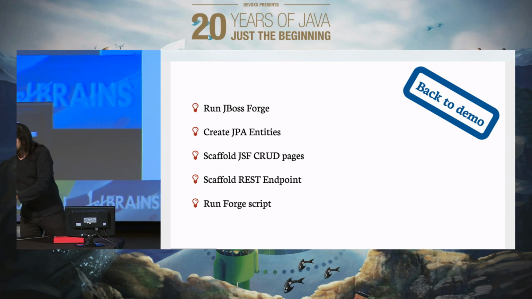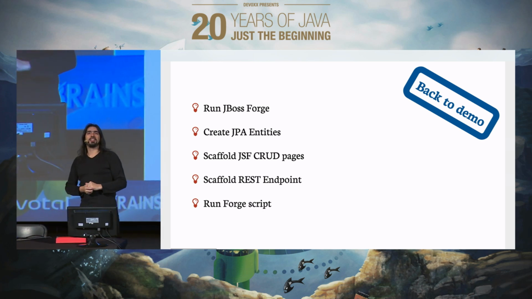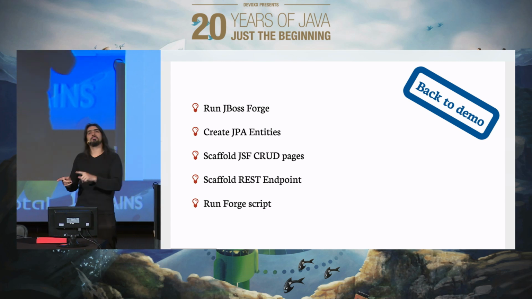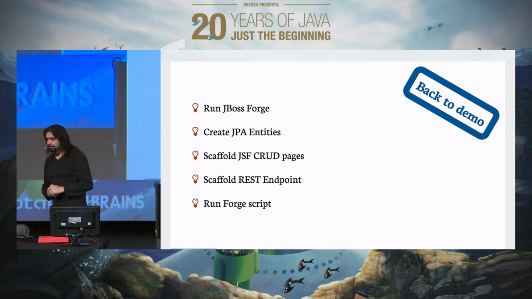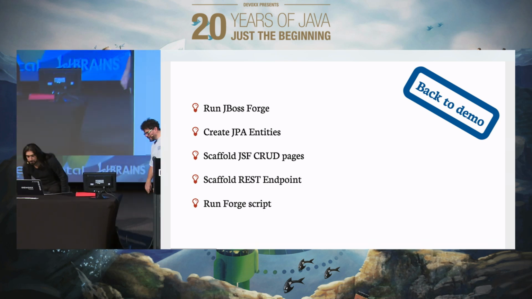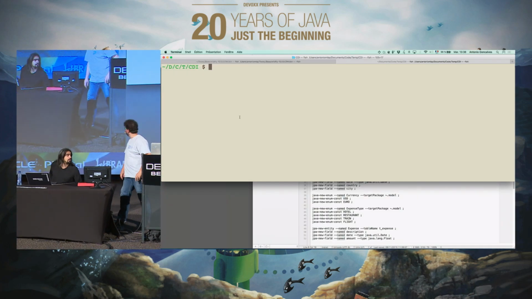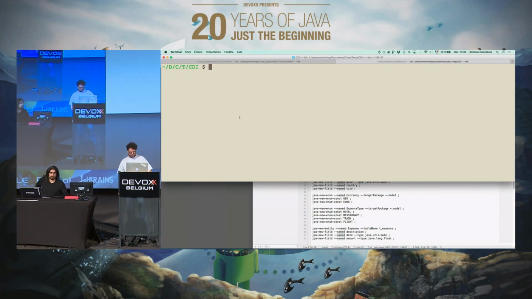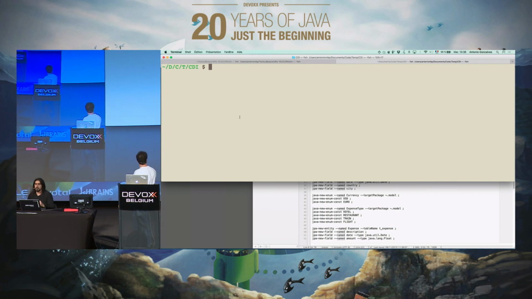So the way we're going to do it is I'll do most of the typing, and Antoine will do most of the talking. So now I'm going to create this web app with Forge, okay? Yeah, in a magical way. In a magical way. So let's switch screens. Is it okay? Yeah, it's great. Can everybody see all right? The font is big enough?